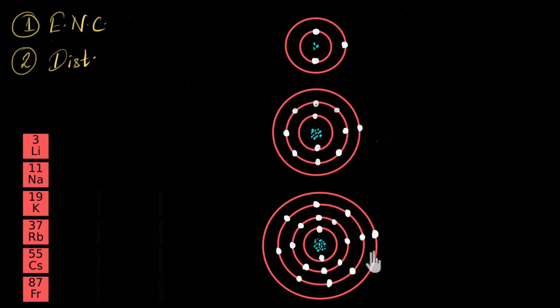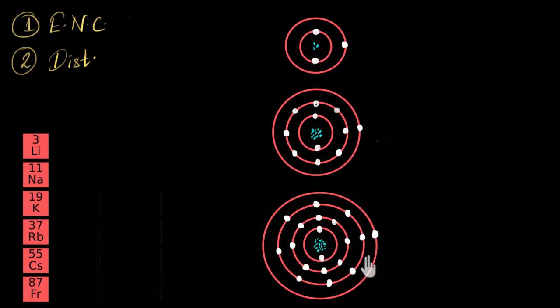Now with this we can say that the pull or the attraction that the valence electron feels is going to reduce. We saw that with the help of magnets also. If two magnets are getting far away, then the attraction, the pull between them, is reducing. So the same thing will happen over here.